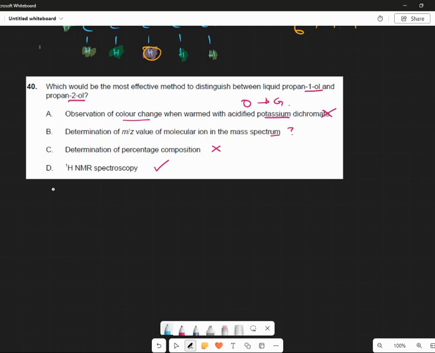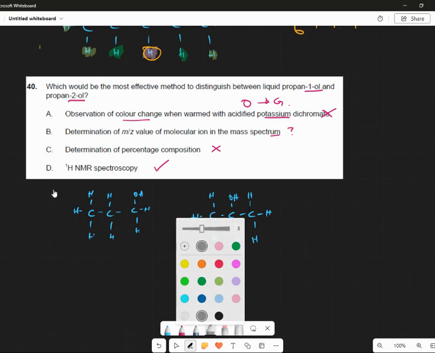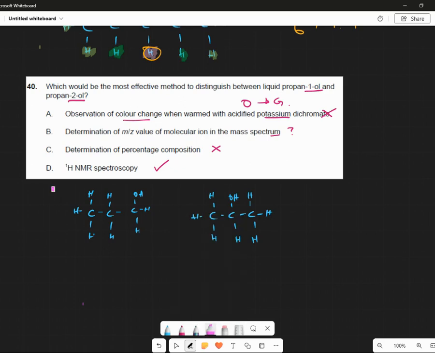Let's have a look at propan-1-ol. They don't have the same proton environment. So let's have a look at propan-1-ol. There's propan-1-ol. You've got to draw these to realise proton environments. And let's have a look at propan-2-ol. Now, I want you to tell me how many peaks we'll get in propan-1-ol and in propan-2-ol. How many environments are there in propan-1-ol, do you think? How many peaks will we get?